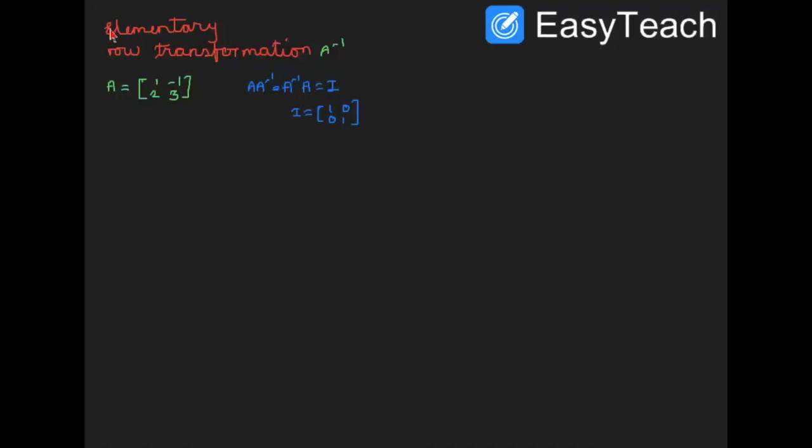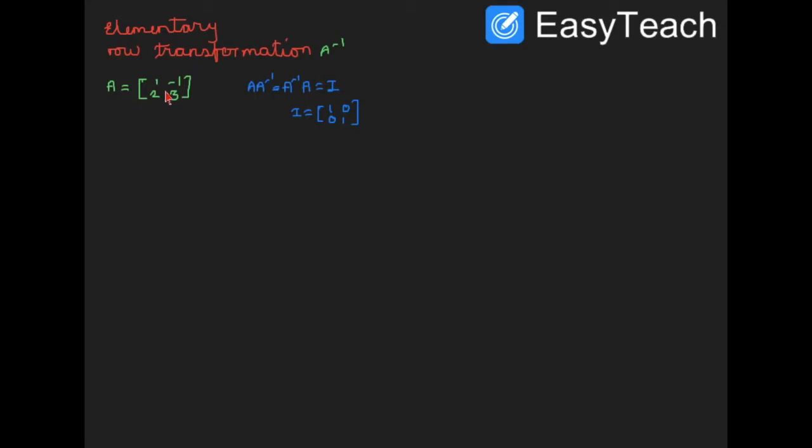Today we come to another important and very interesting topic, which is elementary row transformation, and what we try to find out is A inverse, if it exists. Now if an inverse exists, then A into A inverse is equal to A inverse into A is equal to I. Since we are dealing here in the first question with a 2 by 2 matrix, therefore I have written I also as a 2 by 2. It's an identity matrix.